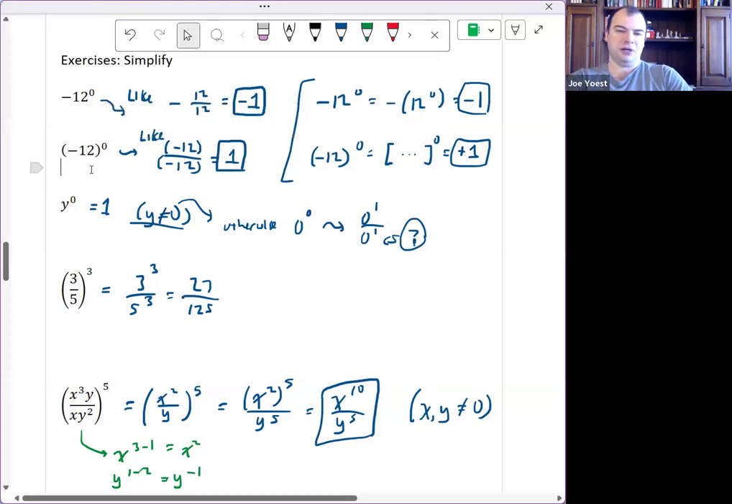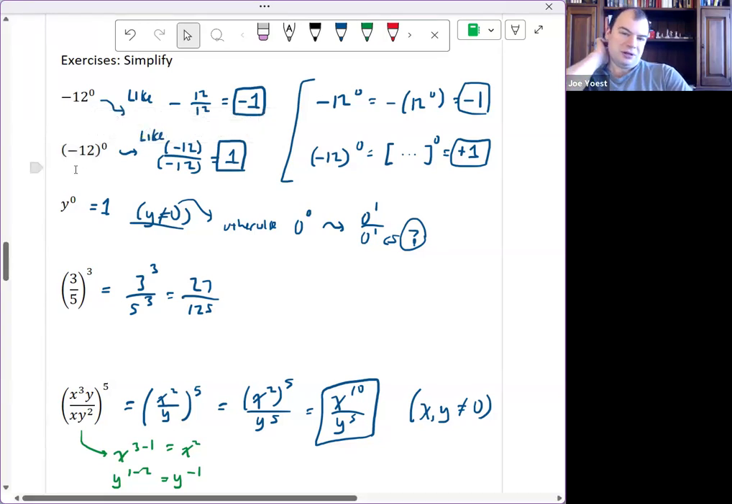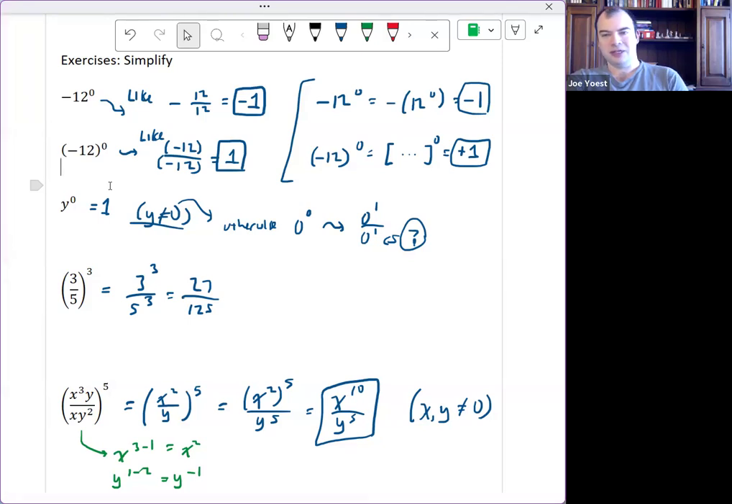Well, let's maybe start with the second one. Negative 12 to the 0 means I take negative 12, for instance, to the first power divided by negative 12 to the first power, something like that. So I can think of negative 12 in parentheses to the 0 power as being something like negative 12 over negative 12. This would be negative 12 to the 1 over negative 12 to the 1, or negative 12 to the 0. And that, of course, is the same thing over itself. That has got to be 1.